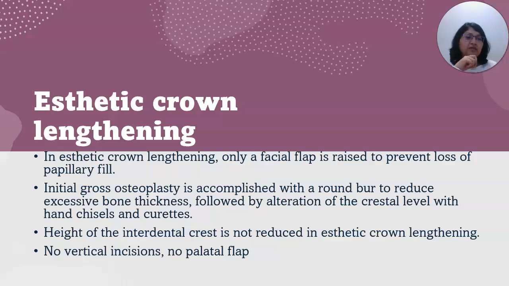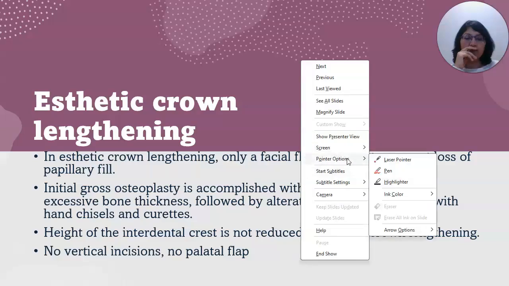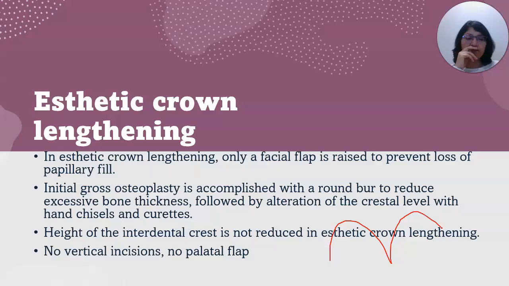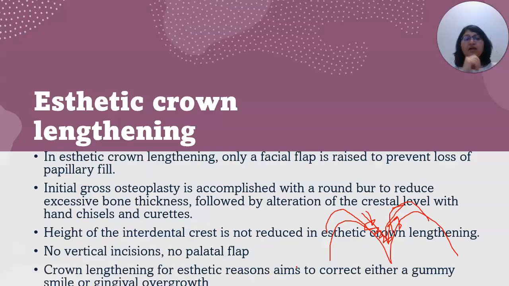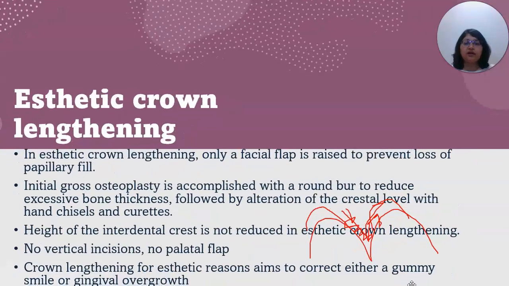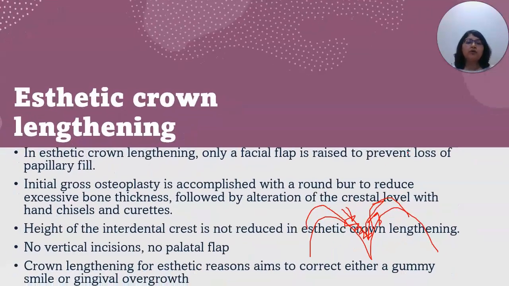Again, the interdental crest determines the whole, let me have my pen here. So your interdental crest, this papillary region, we don't want to touch it because this will cause black triangles. So when you are going to do your incision lines, you're very clear on how you do the incision lines and how you do the osteoplasty without causing any damage to your interdental papilla. Crown lengthening for aesthetics aims to correct either a gummy smile or a gingival overgrowth, and I think we pretty much know that. Now let's go to my pictures again.